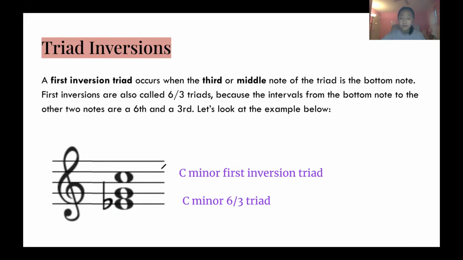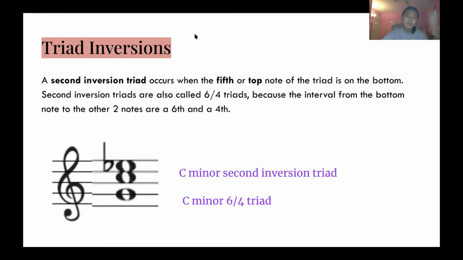And then first inversions are also called 6/3 triads because the intervals from the bottom note to the other two are a sixth, which is E flat to C, and a third. So an example is the C minor 6/3 triad. I think I already went over this, with maneuvering the C to the top. So if that's how you want to visualize a first inversion triad, do whatever helps you.